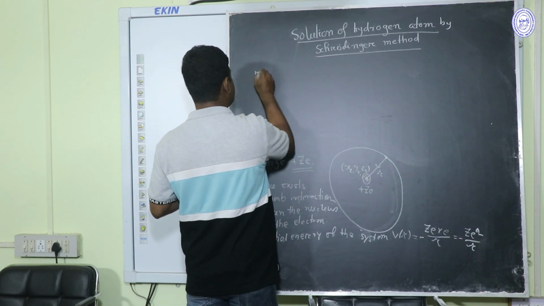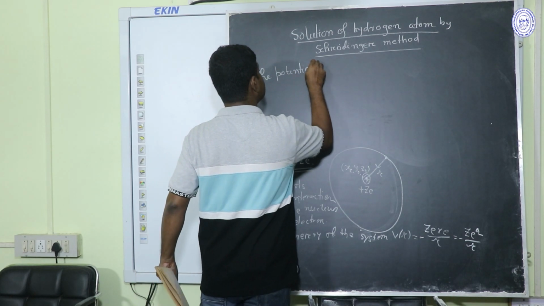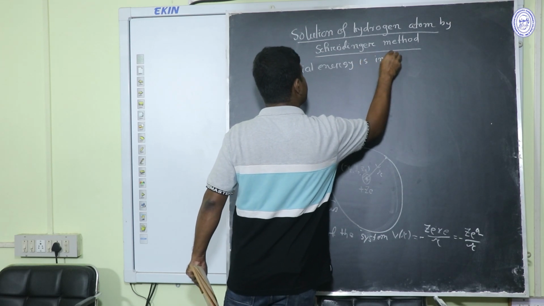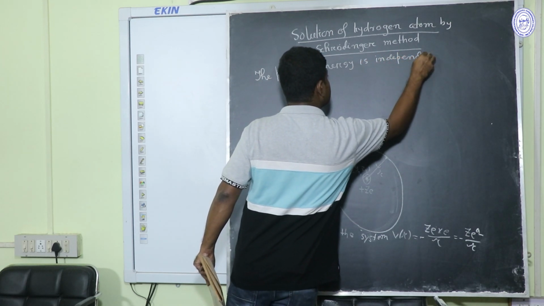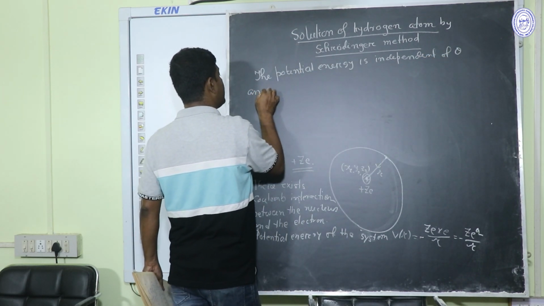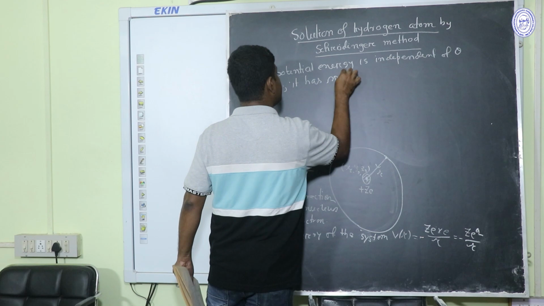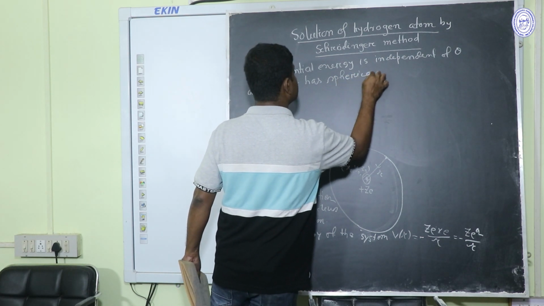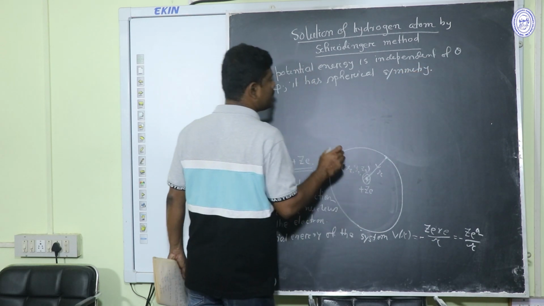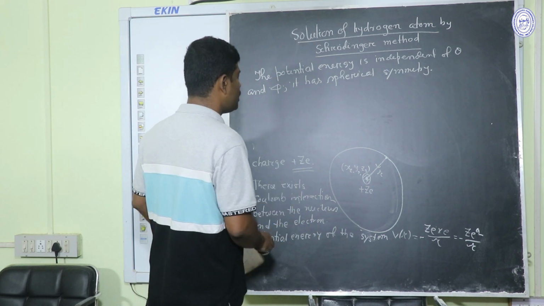That is, the potential energy is independent of theta and phi. It has spherical symmetry, which means it has only dependence on r, and with variation in theta or phi there will be no change in potential.